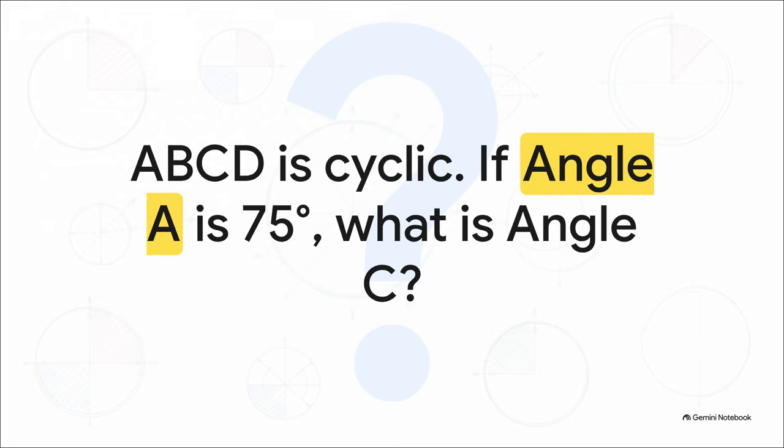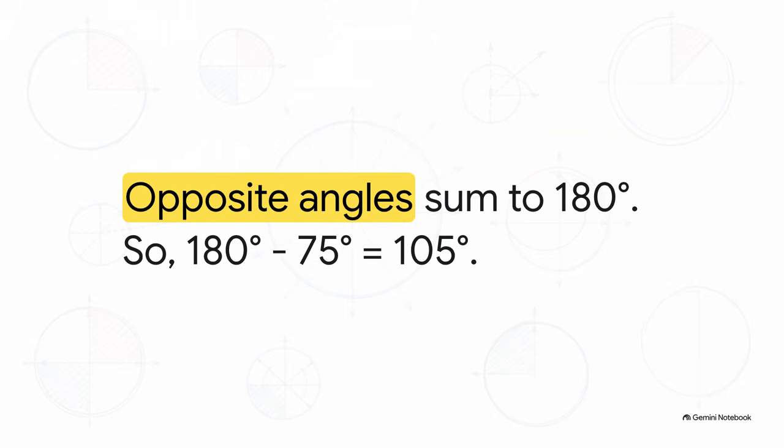Let's do another one. Rapid fire this time to test your memory on shapes. Question 2. ABCD is a cyclic quadrilateral. If angle A is 75 degrees, what is the measure of angle C? We just learned this rule minutes ago. Opposite angles in a cyclic quadrilateral sum to exactly 180 degrees. Angle A and angle C are opposites, so 180 degrees total minus the 75 degrees we already have gives us 105 degrees. Angle C is 105 degrees. See? If you just know the rules, geometry is just simple arithmetic.